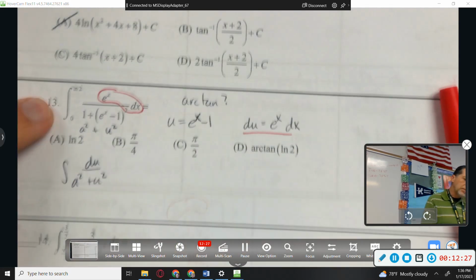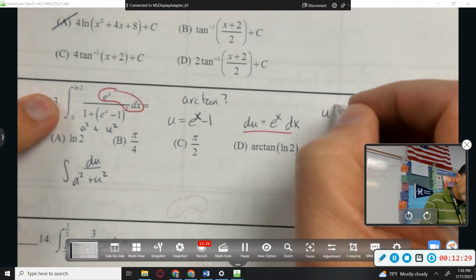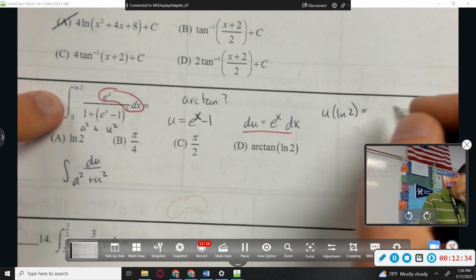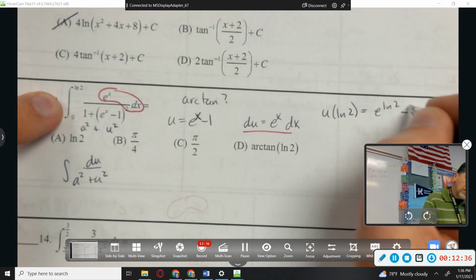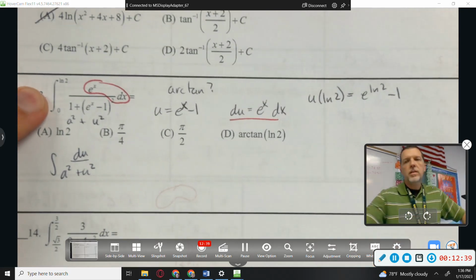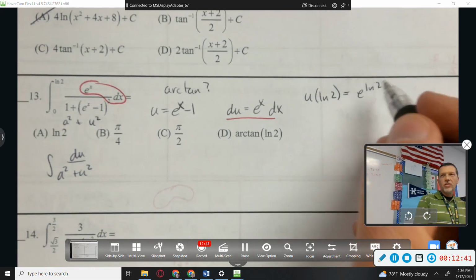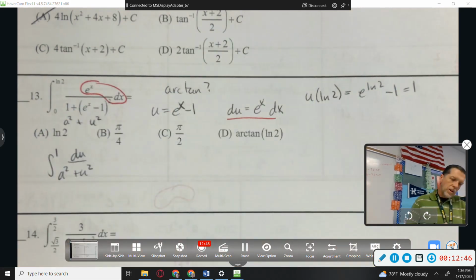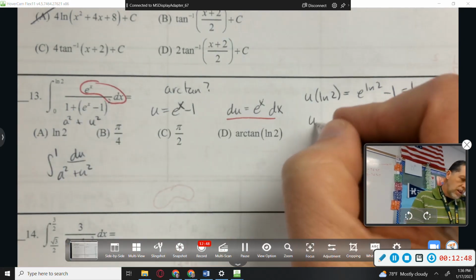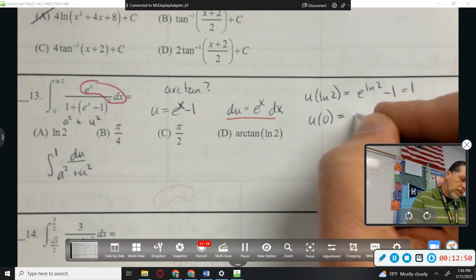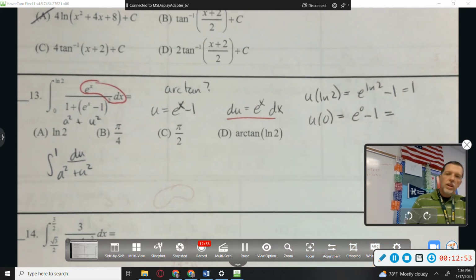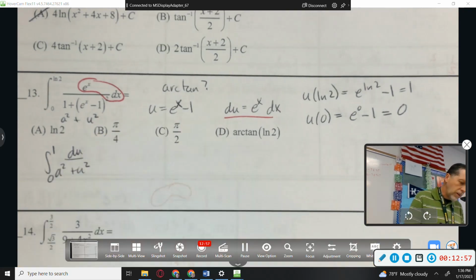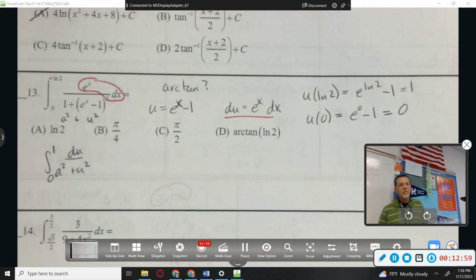I need to fix the limits. u of natural log of 2: e to the ln 2 minus 1 would be 2 minus 1. e and natural log cancel each other out. So 2 minus 1 is 1. So my upper limit is 1. u of 0, because it's 1 minus 1. Plug in 0, 1 minus 1 is 0. So yeah, that turned into nice limits, 0 to 1.